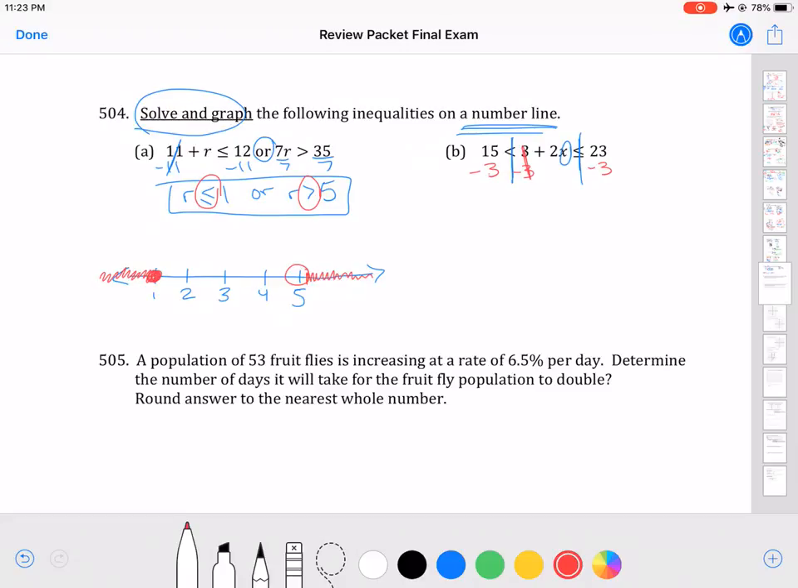So the 3 cancels out here. 15 minus 3 on the left side is 12. The less than symbol comes down. My 2x comes down. The less than or equal to comes down, and then 23 minus 3 is 20.